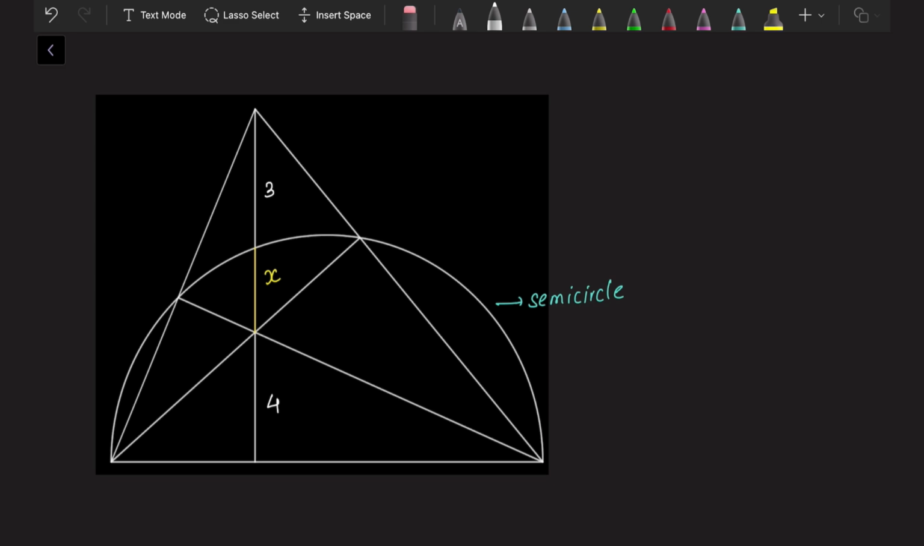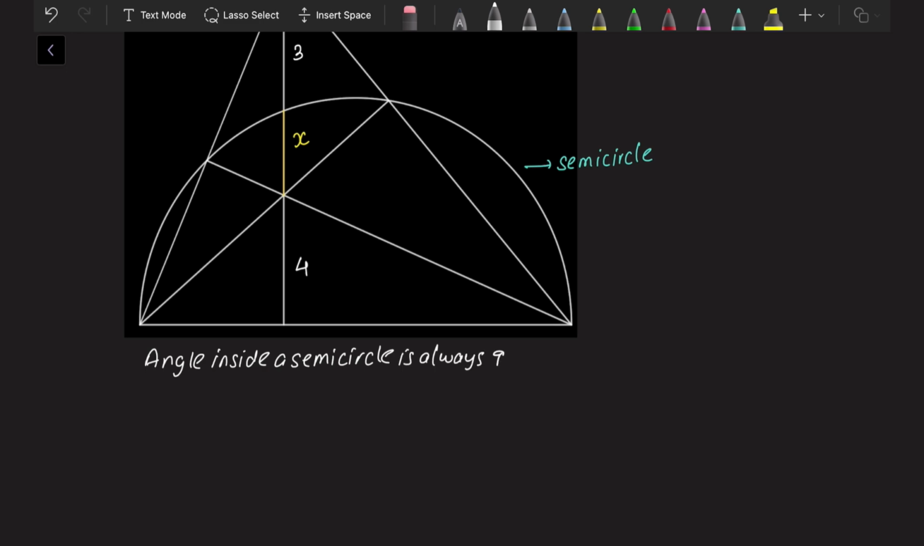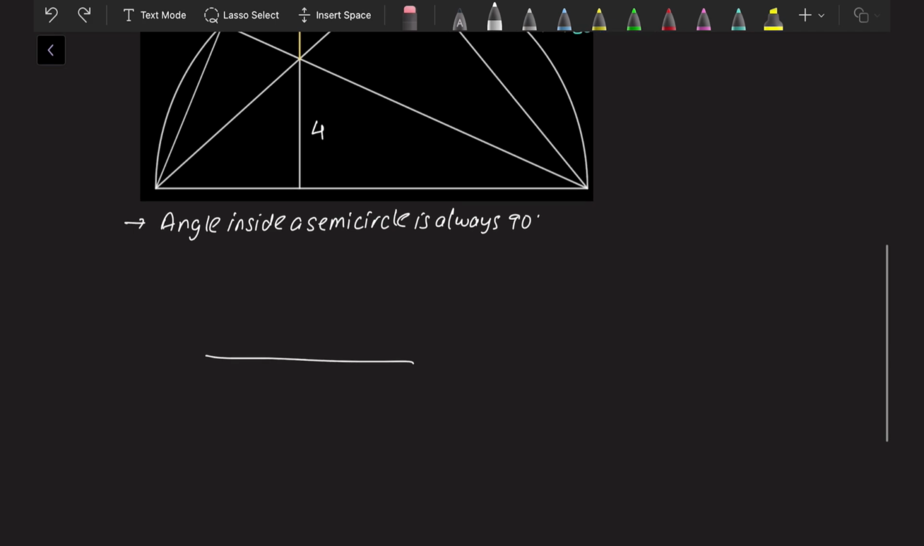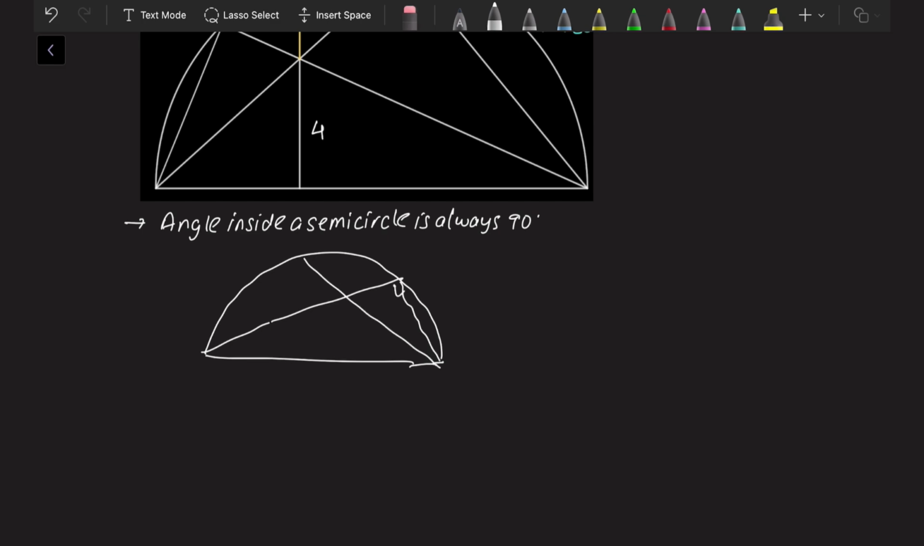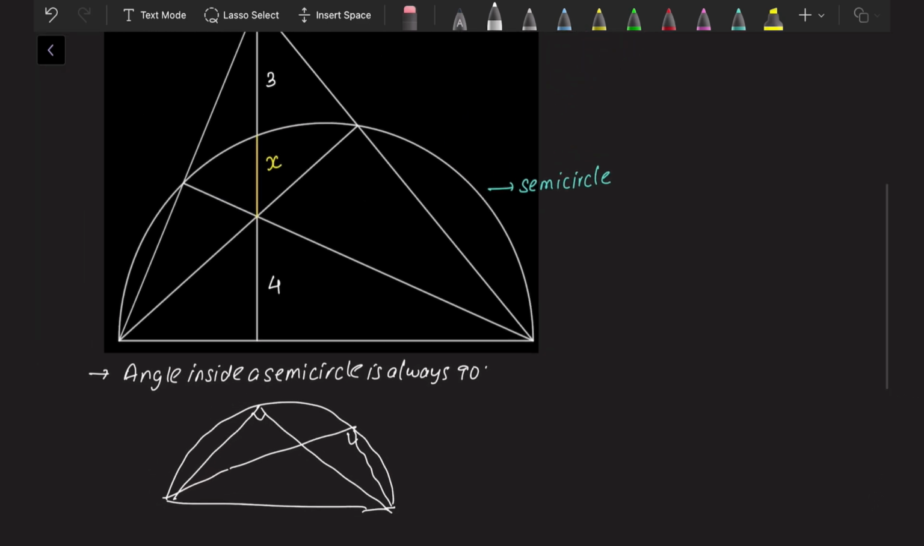So the first thing that we can understand is that as we have a semicircle, we should utilize it. The first thing that comes to my mind is to use this particular theorem: the angle inside a semicircle is always 90 degrees, or you can say that the angle subtended by the diameter of the semicircle on its circumference is always 90 degrees. It basically means that if you have the diameter and the semicircle, then the diameter will always subtend an angle of 90 degrees on the circumference of this semicircle. Now this can be utilized in this particular diagram three times.